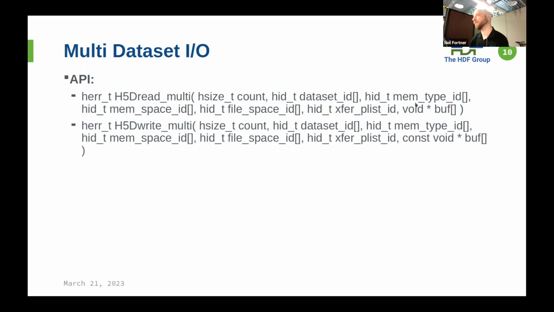And all of the other parameters are the same as in the single dataset APIs, except they're arrays now, with the only exception being the dataset transfer property list. There's only one dataset transfer property list for the entire operation, but all the others are arrays. So the count is the number of datasets, and each element in each of these arrays matches up to the matching element in all the other arrays. So you have n datasets, n memory types, and n memory spaces, etc.